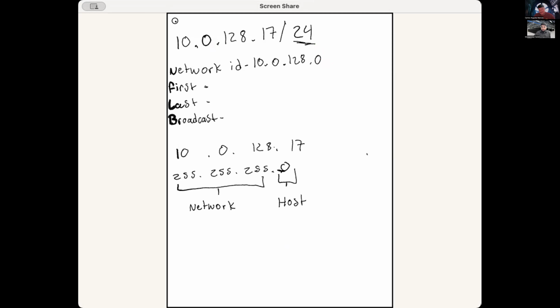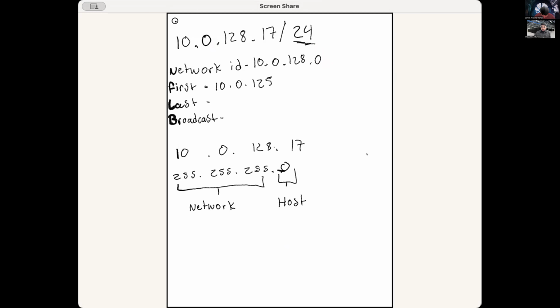So what would be your first usable IP? Since zero was the first address, but it's not usable because it is being used by the network ID, the first will be dot one. So 10.0.128.1. You said you put 10 there. Oh, yep. 10 dot 0. Yeah.